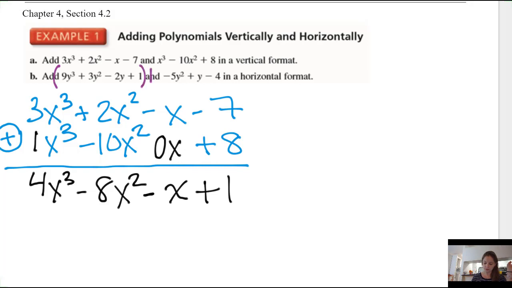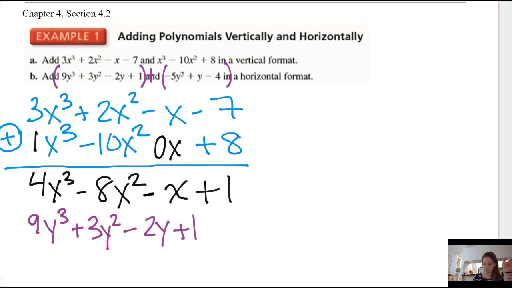For this next part B, we're going to add those polynomials in horizontal format. Horizontal would be straight across. And in this method, we're going to rewrite it without the parentheses first, which means I copy that first polynomial exactly. And then I distribute this plus sign to every term. What I'm distributing is really like a plus 1.